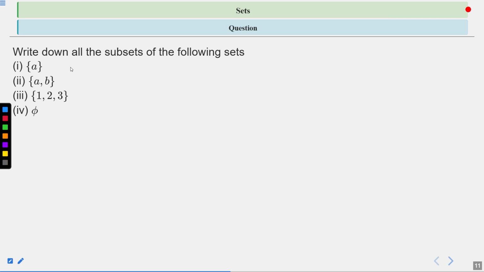Now this question. Here we have to write all the subsets of the following sets. In first, a singleton set. In second, a set with elements A, B. In third, a set with elements 1, 2, 3. And in fourth, the empty set.